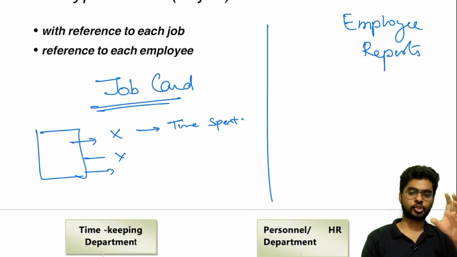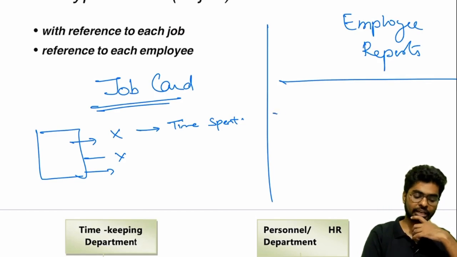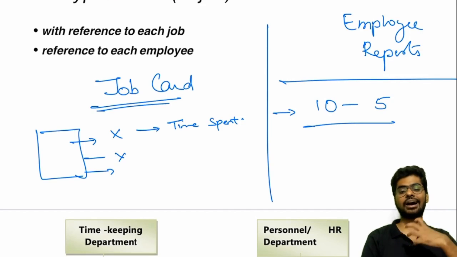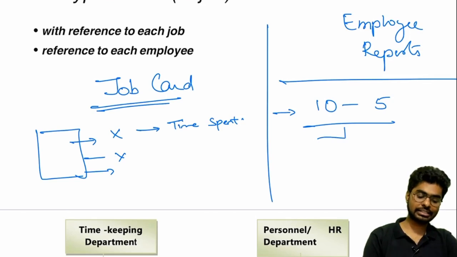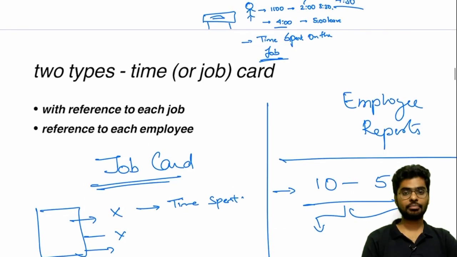In an employee report, I give my report from morning 10 till evening 5. These are the list of work done, these are the kind of jobs I am doing. So I will be giving a report of the time I am spending on a particular job. Are you clear? So time booking is done through two things, the job card and the employee report. Either the employee will be doing it or you will be preparing it on the job itself. Are you clear?